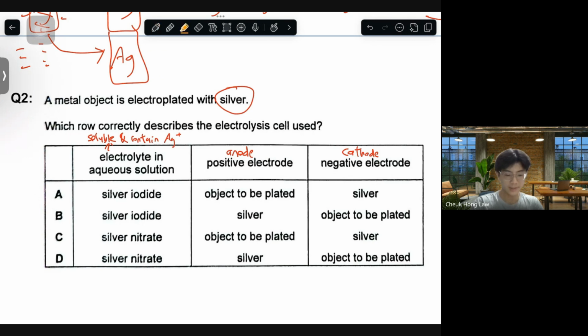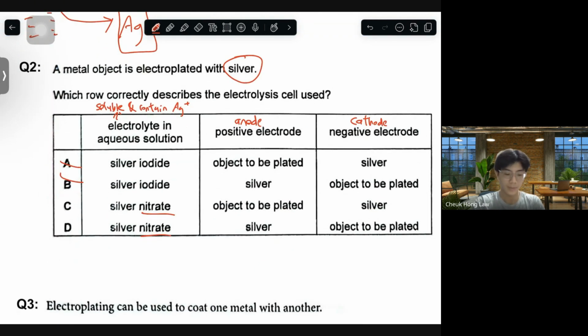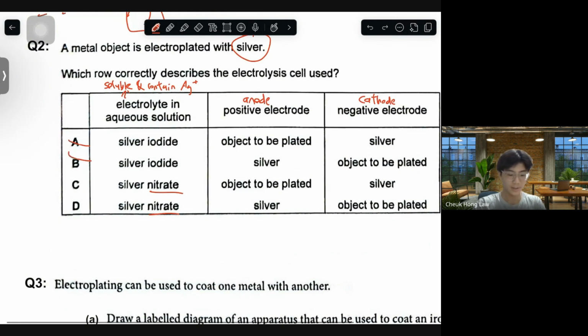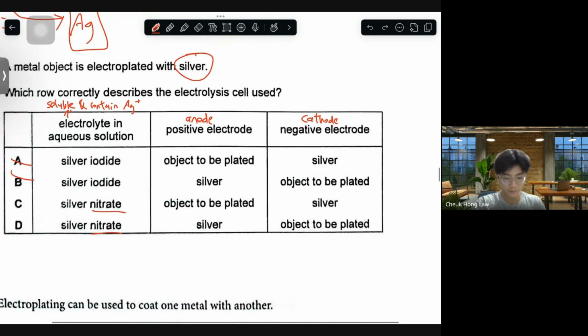So all of them contain silver ions, but only 2 of them are soluble. Your soluble one is nitrate lah. Nitrates are always soluble. Silver iodide is insoluble. For this one you have to remember your solubility table. Your iodides act the same way as chlorides. So silver chloride is insoluble, and silver iodide is also insoluble. So the answer can only be C or D. Let's see. At the anode will be the thing that loses mass. The cathode is the one that gains mass.